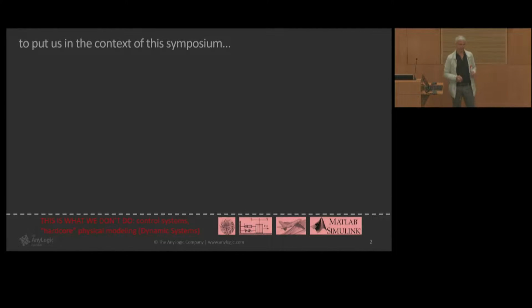I'll duplicate what Chris said a little bit, just to put us in the context of this symposium, and we'll start with the things that we don't do. So what we don't do is control systems like hardcore physical modeling, like hydrodynamics, aerodynamics, sensors, actuators. So we leave that stuff to software like MATLAB, Simulink. To put it short, what we don't do is edge and control, right? But we do everything above that.